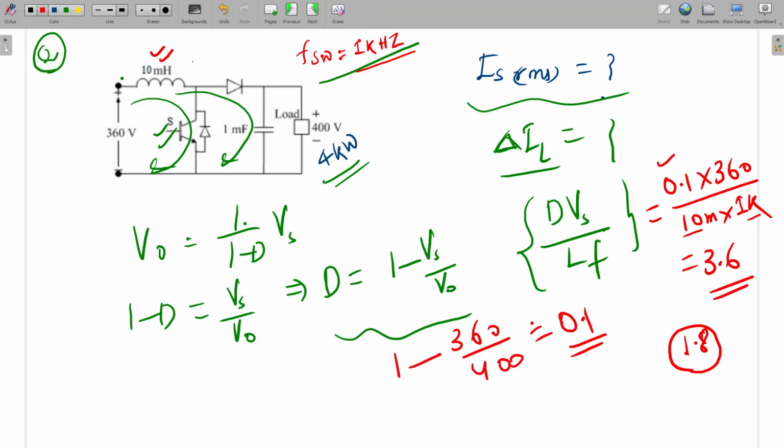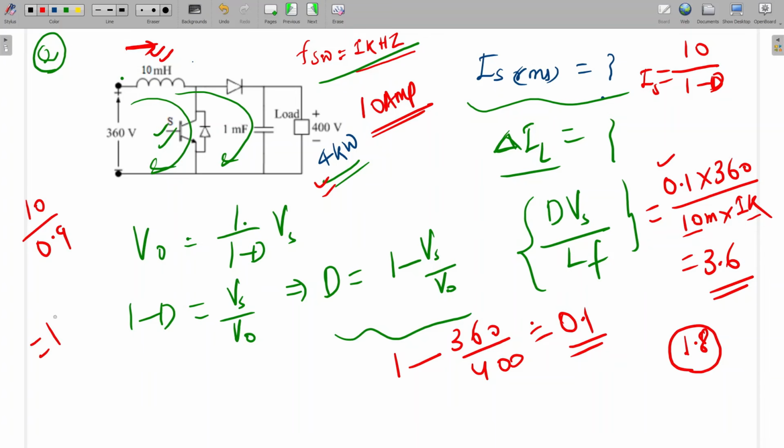So what will be this inductor current? Can anyone tell? Average value of current through this one. First, I naught we will calculate. So, I naught will be, 4 kilowatt load is there, so I naught will be 10 ampere. 10 amps. And what will be the source current here? Average current is 10 divided by 1 minus D. IS. Is it clear? 10 divided by 1 minus D. So, 10 by 0.9, 11.11 amps. So it will be 11.11 amps.